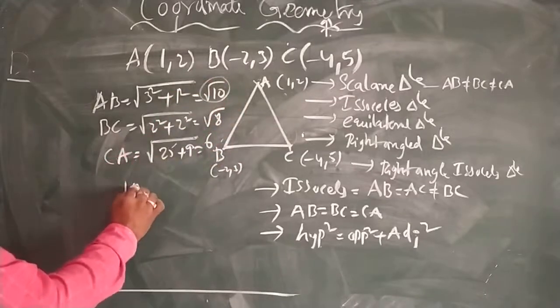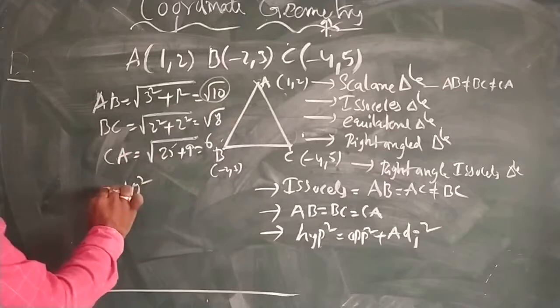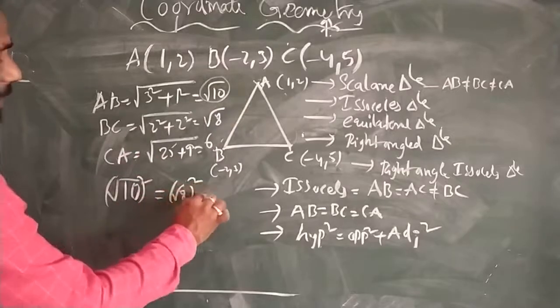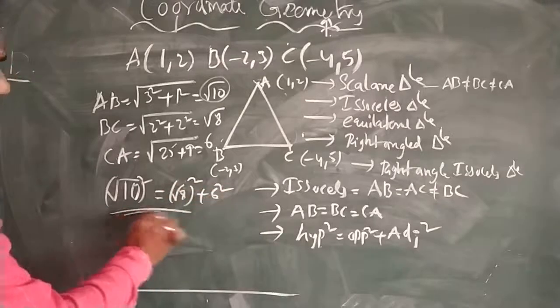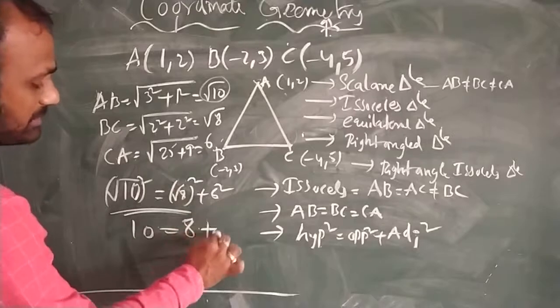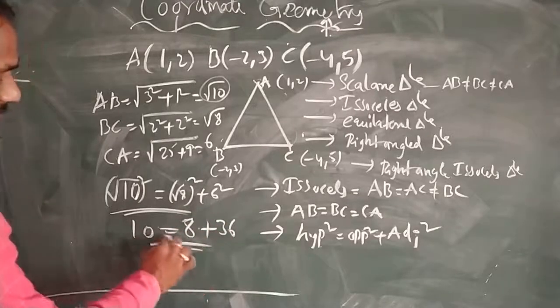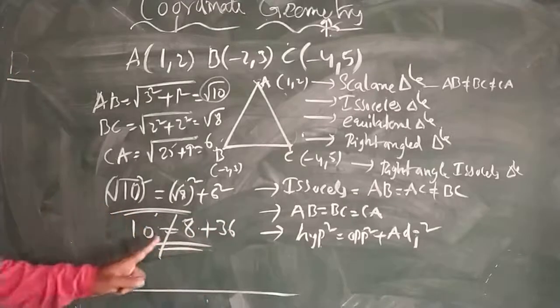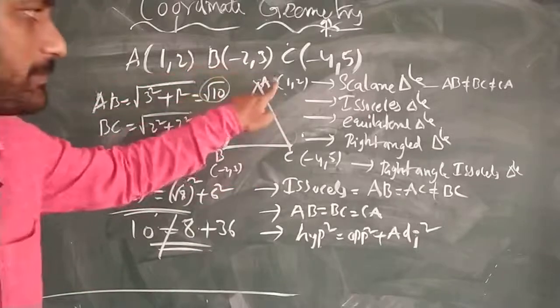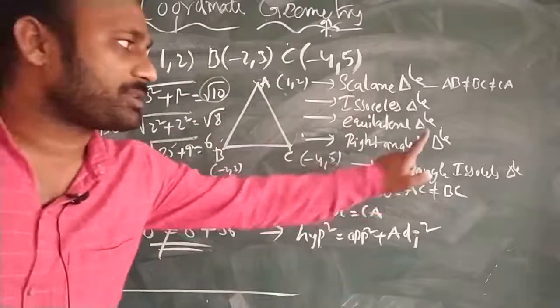So root 10 square, if I do, root 10 square is equal to root 8 square plus 6 square. Is it matching? Root 10 square is 10, root 8 square is 8, but 6 square is 36. So it is not matching the result. Since it is not matching, we will say that these are not the coordinates of a right angle triangle.